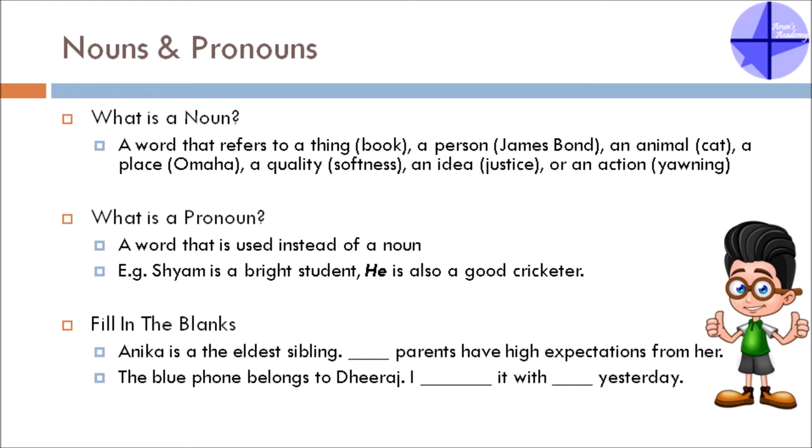Let's try one more. The blue phone belongs to Dheeraj. I dash it with dash yesterday. Tricky one. Think about an action. Called him, called it. No, it's saw. The blue phone belongs to Dheeraj. I saw it with him yesterday. Good. Him is another pronoun used instead of Dheeraj.